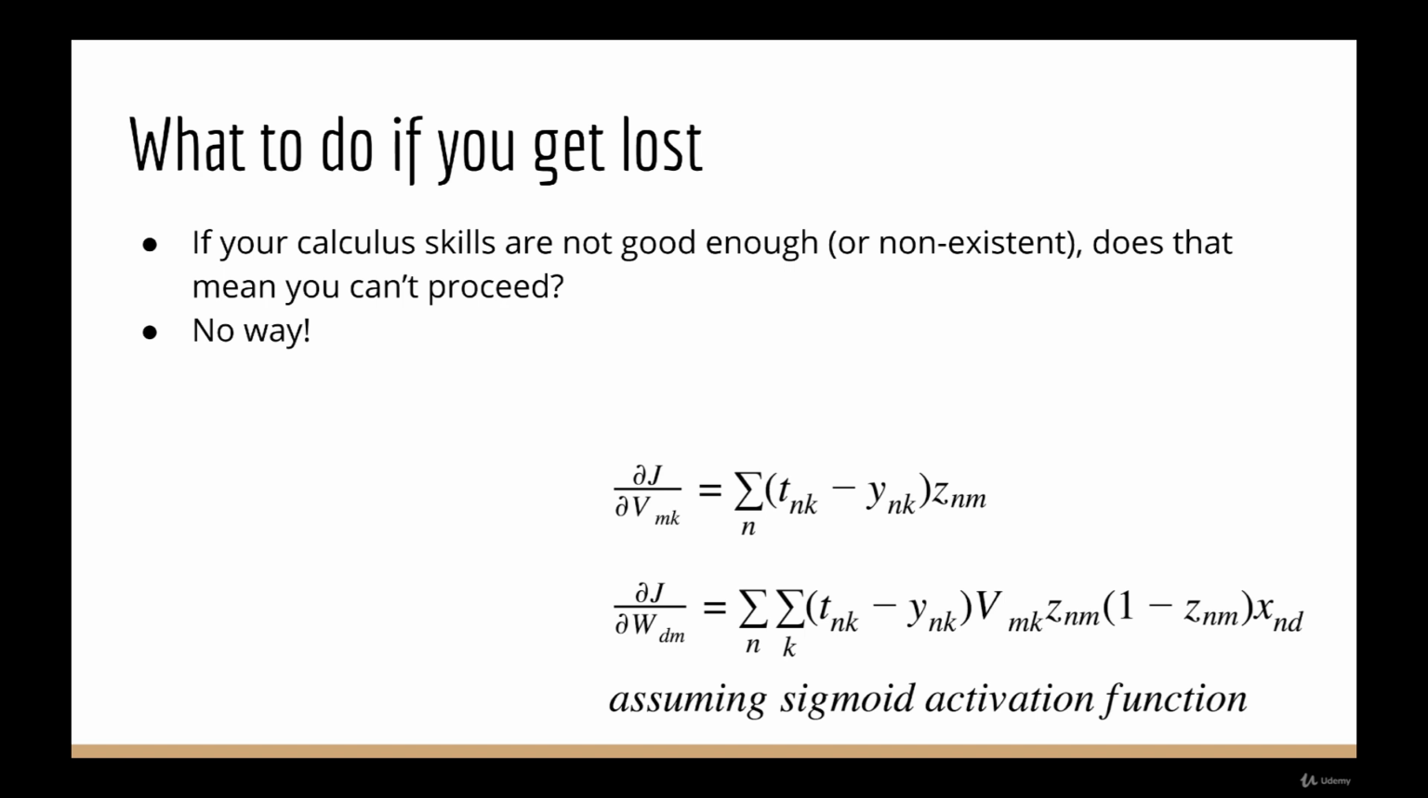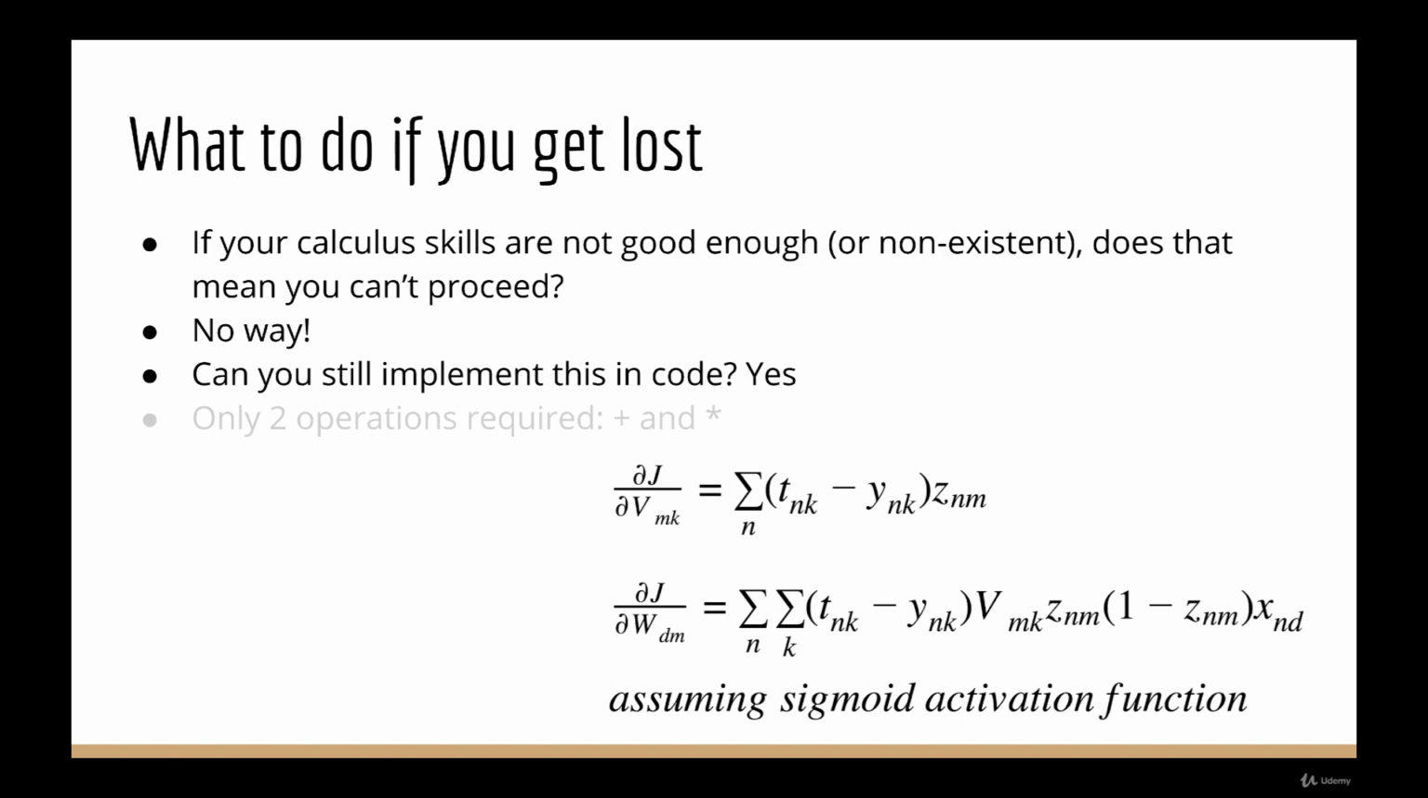Well, as always, once we have the equation, the next step is to put that equation into code. As you can see, these gradients involve only two operations. Number one, multiplication. Number two, addition. And I'm sure that if you are taking this course, you know how to multiply and you know how to add, and you know how to do these things in Python. So is there anything stopping you from implementing gradient descent in code? I would think not.